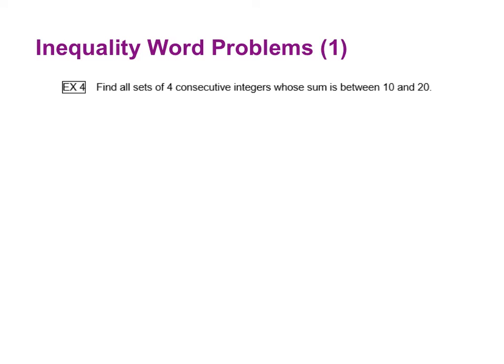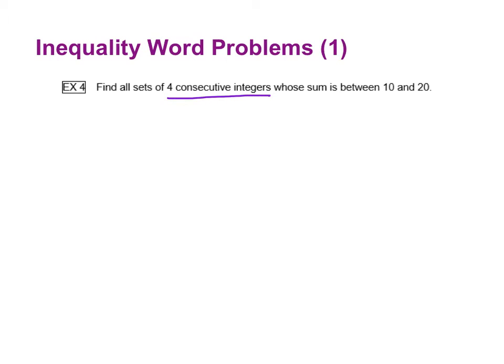All right, we got some more word problems for you. First one says, find all sets of 4 consecutive integers whose sum is between 10 and 20. That between 10 and 20, that's going to be another combined inequality. First, let's look at 4 consecutive integers.